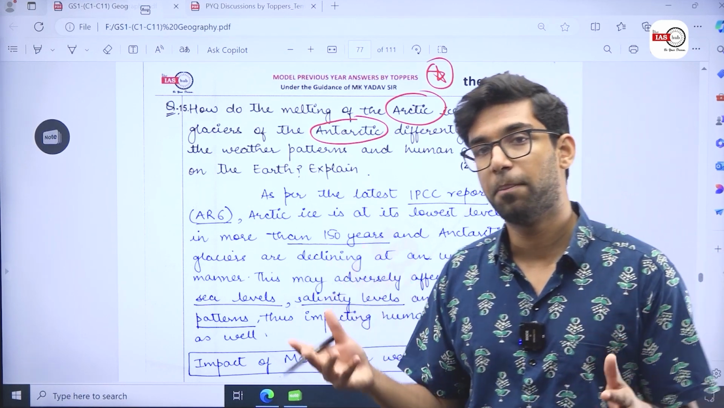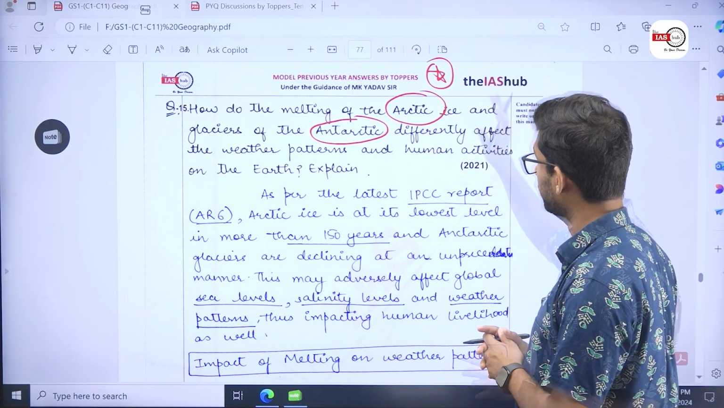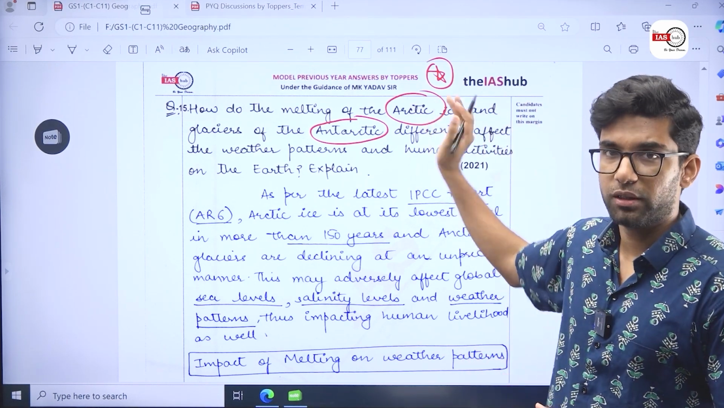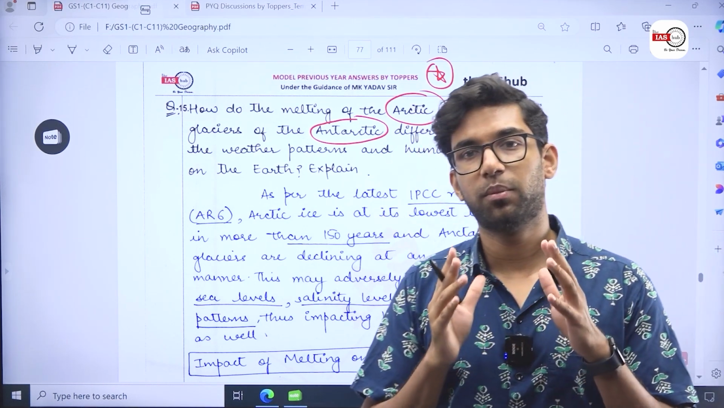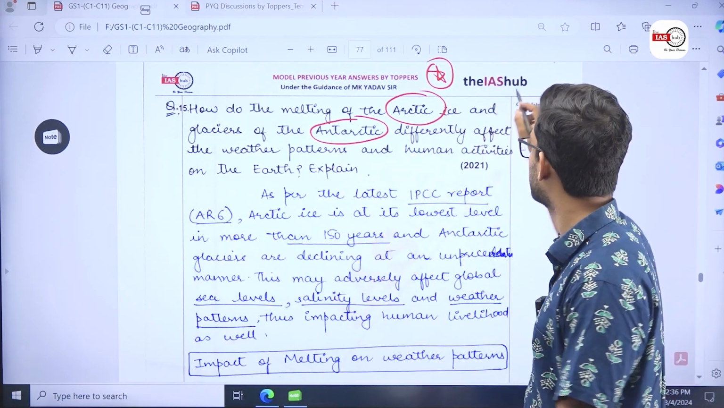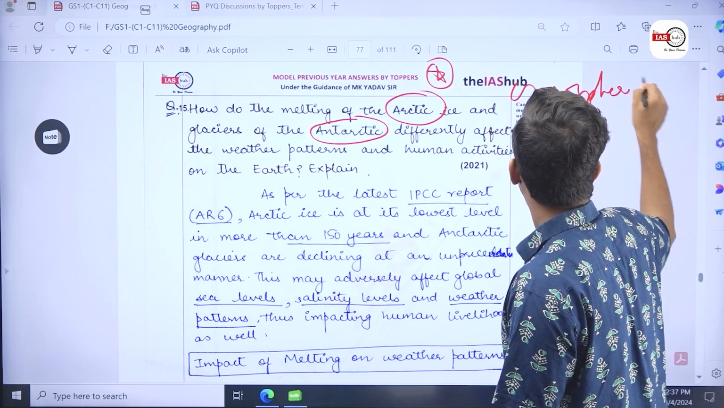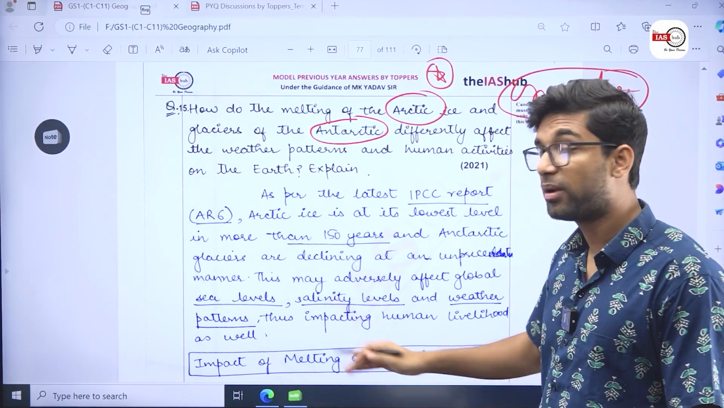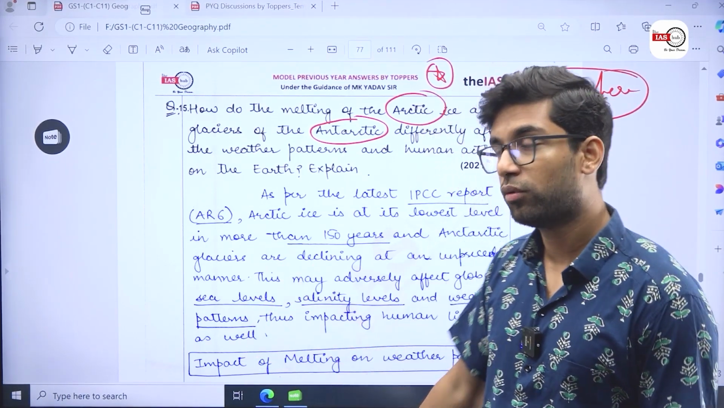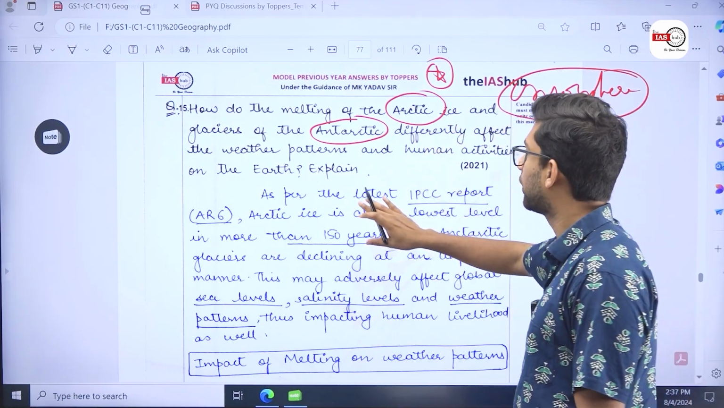what are the different impacts of the melting of the Arctic ice? If we read that question and this question together, it means that this area, the Arctic and Antarctic, is very important. The cryosphere as such is very important. So I think it's not a must-prepare topic, but at the same time, you need to know certain aspects about the Arctic and the Antarctic.